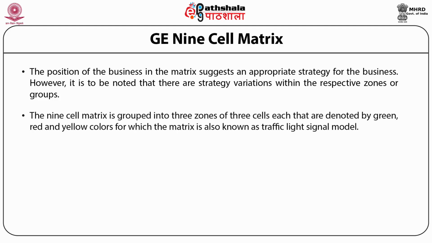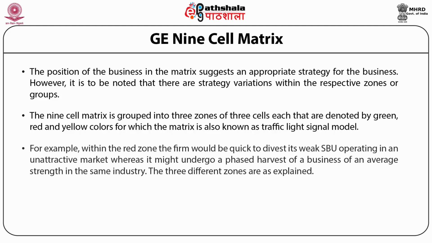The 9-cell matrix is grouped into 3 zones of 3 cells each, denoted by green, red, and yellow colors, for which the matrix is also known as the traffic light signal model. For example, within the red zone, the firm would be quick to divest its weak SBUs operating in an unattractive market, whereas it might undergo a phased harvest of a business of average strength in the same industry. The 3 different zones are explained as below.